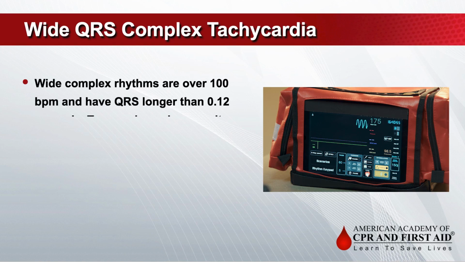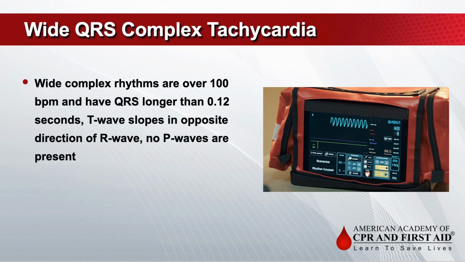As mentioned before, wide complex tachycardias may require synchronized cardioversion or defibrillation. As always, assess the patient for stability using the ABCD primary assessment. Wide complex tachycardia rhythms are over 100 beats per minute and have a QRS longer than 0.12 seconds, which look wide or bizarre. The T wave slopes in the opposite direction of the R wave. There are no P waves present.